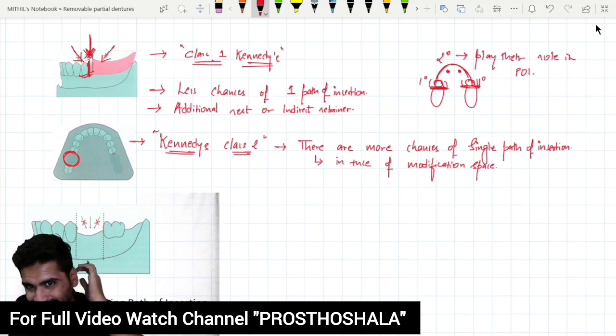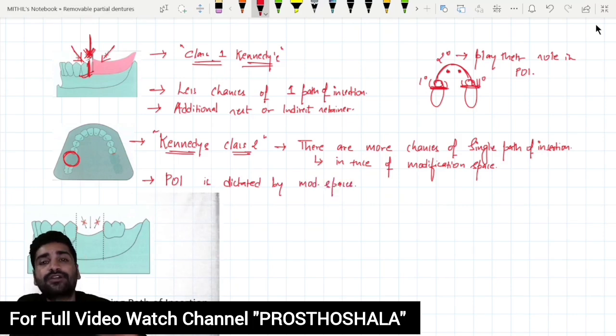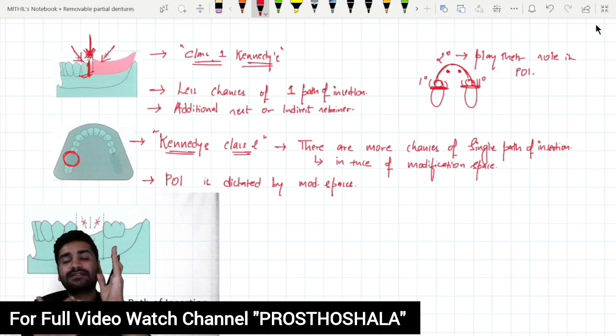So we can say that the path of insertion of Kennedy's class 2 is somewhat dictated by the modification space also. Path of insertion is dictated, controlled, or directed by modification spaces. Okay, so modification spaces actually help you to create that parallel space between the two abutment teeth, so that at least in that area, if you have a single path of insertion, the RPD won't come out very easily from the oral cavity, correct?